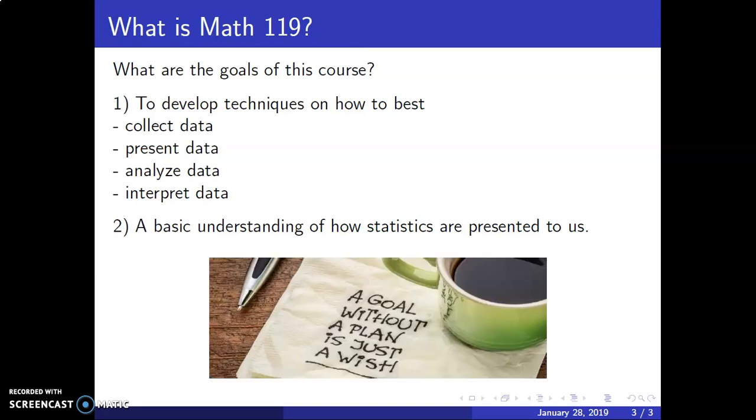Lastly, I found this image and I thought it was fitting. So we've got a coffee mug and a pen and a napkin, and it says, "A goal without a plan is just a wish." So we have our goals here, and we have a plan for the course: what we will cover and when, and quizzes, and lots of labs and projects. So we've got a plan to execute that goal.